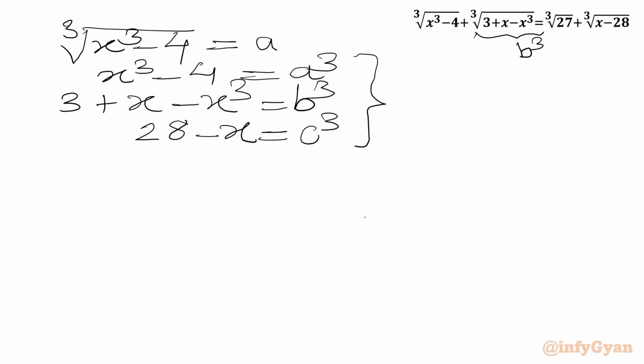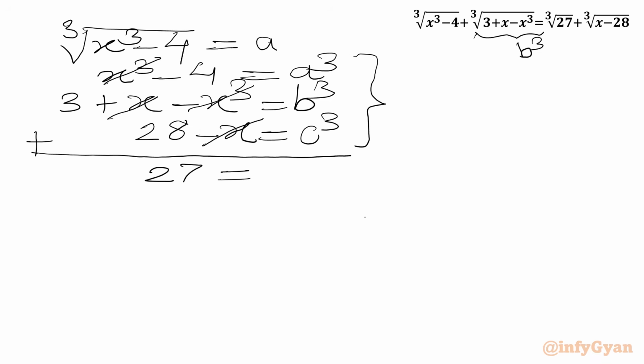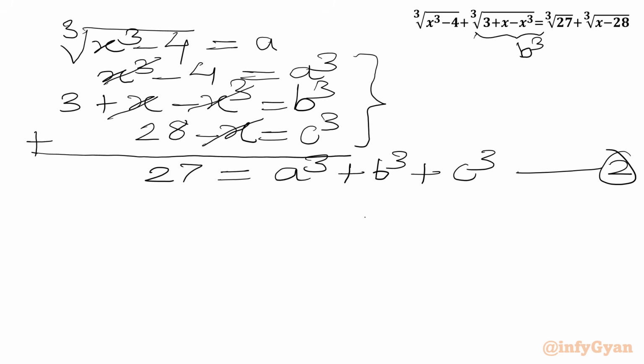Now we are going to add these three equations. Let's add. Plus and minus x cube will get over. Plus x minus x will get over. 28 plus 3 is 31, minus 4 is 27. So we can write our second equation: a cube plus b cube plus c cube equal to 27. Equation number 2. If I write our first equation here, then a plus b plus c equal to 3. Our first equation. Now we'll be cubing both sides of equation 1.